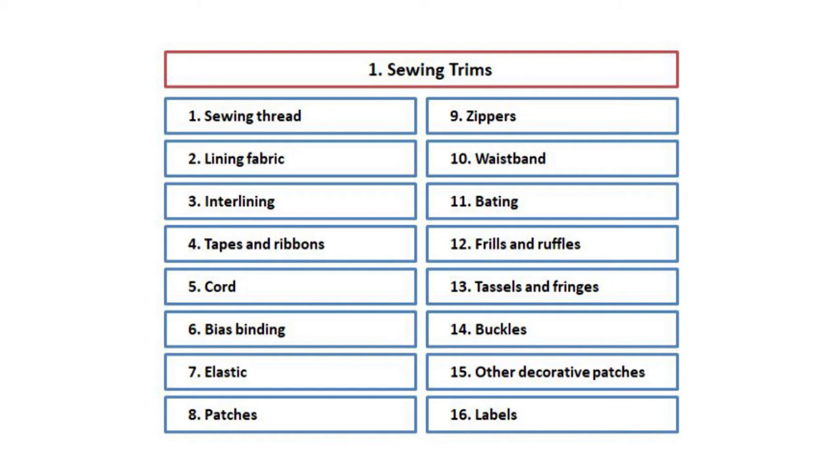Starting with sewing thread, lining fabric, interlining, tapes and ribbons, cord, bias binding, elastic, patches, zipper, waistband, batting, frills and ruffles, tassels and fringes. Buckles are also attached during sewing. Other decorative patches and, of course, labels.